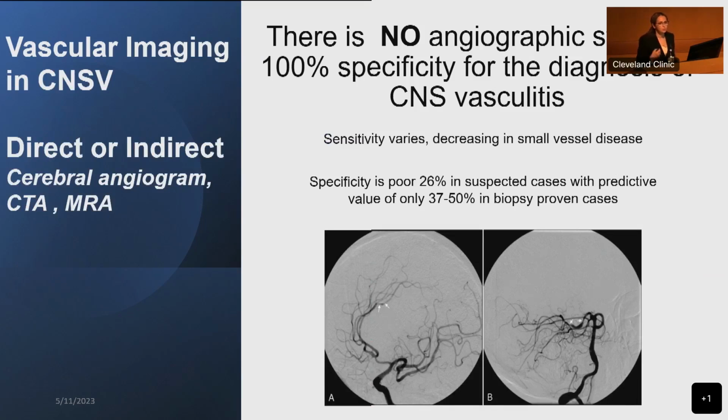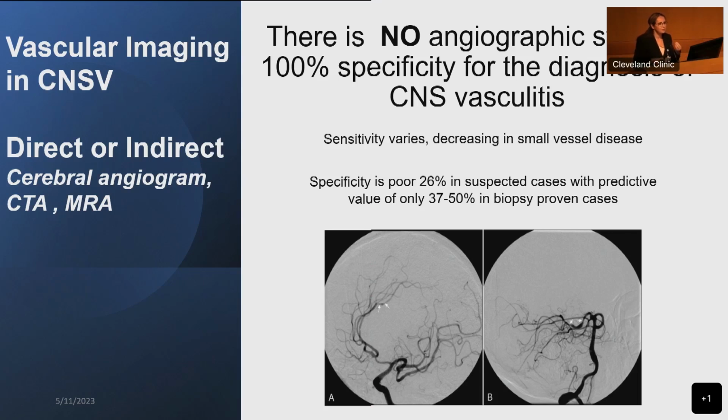You really have to complement your workup. If you see an abnormal angiogram or abnormal MRA, it is not 100% that you have inflammation there. And the sensitivity also is low. Even an angiogram, which has the highest resolution among all the vascular imaging, can be negative in patients who have very small vessel vasculitis.